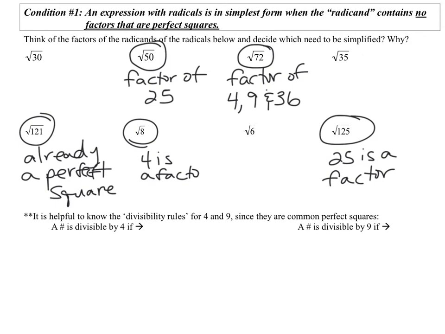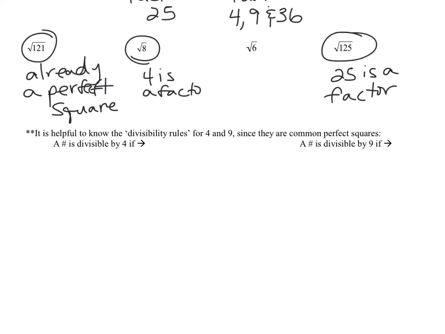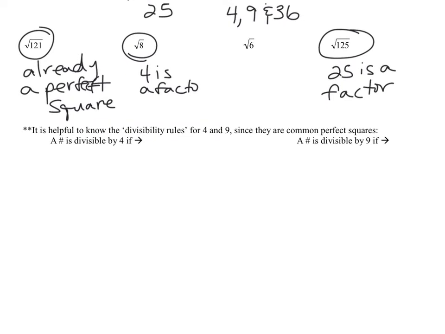Now, there are 2 divisibility rules for 2 of the perfect squares that I know of, 4 and 9. So 4 and 9 are really common perfect squares. And since we're going to be trying to find factors of 4 and 9, it's really helpful to know if a number is divisible by 4 or 9. So there are these rules that maybe you know or maybe you don't know, but a number is divisible by 4 if the last 2 digits are divisible by 4.